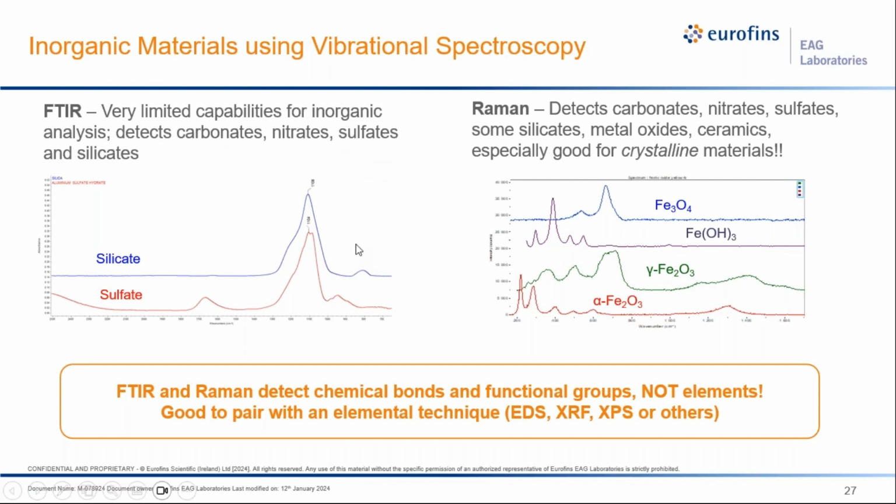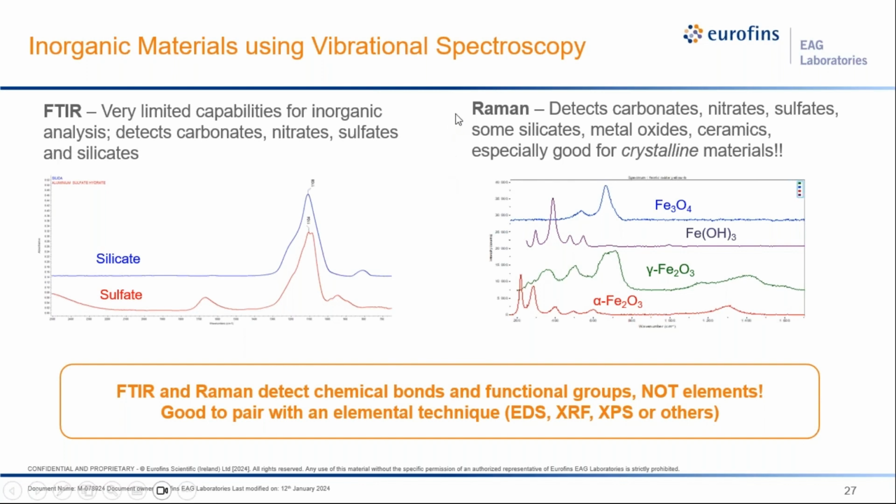The problem is that they are not always very specific. It would be very hard for us to tell the difference between, let's say, a silicate and a sulfate, because they all have a peak around 1,000. So these work really well when they're coupled with an elemental technique such as EDS, XRF, XPS, or others, some of the techniques that were just discussed before. If they are coupled together, then you really can understand what's going on. But if you just have FTIR alone for inorganics, you might be confused.